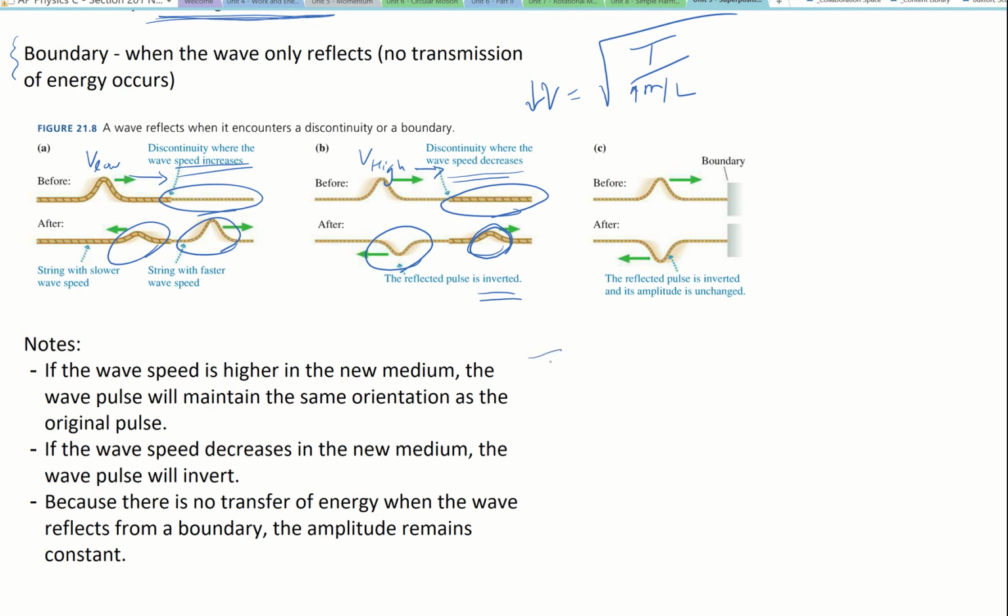So again, a couple notes, they're in your homework, or in your notes online for you. If the wave speed is higher in the new medium, the wave pulse will maintain the same orientation, meaning it stays upright as the original pulse. That's talking about the one that is reflected backwards. If the wave speed decreases in the new medium, the reflected pulse will invert, as well as decrease a little bit. And then because there's no transfer of energy when the wave reflects from a boundary, because none of the energy is passing through, the amplitude would remain constant.